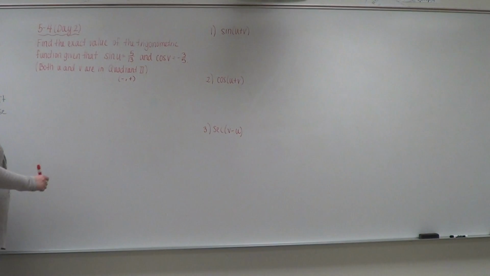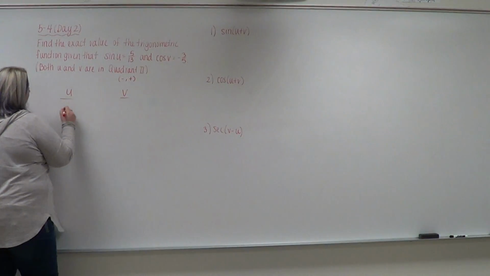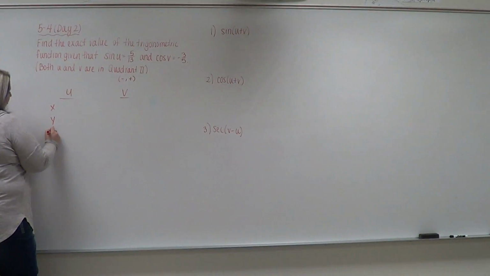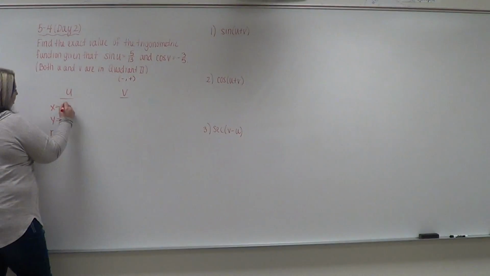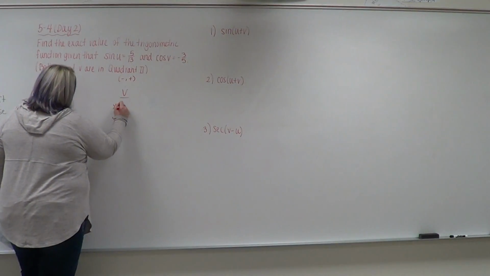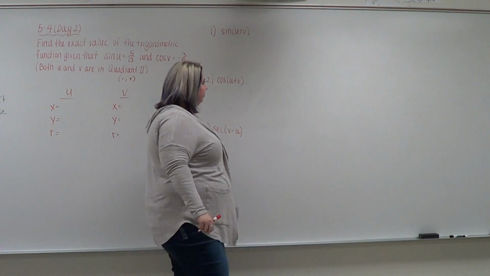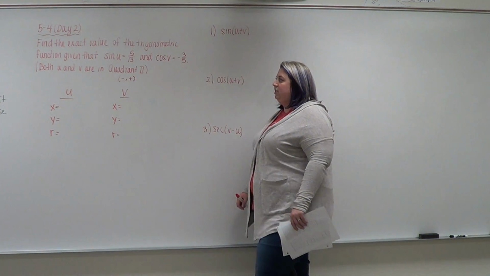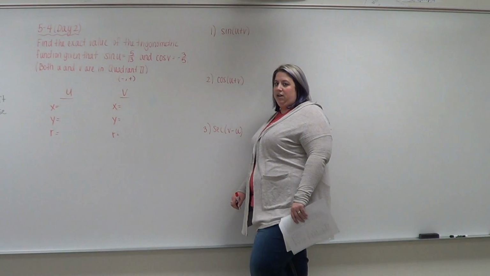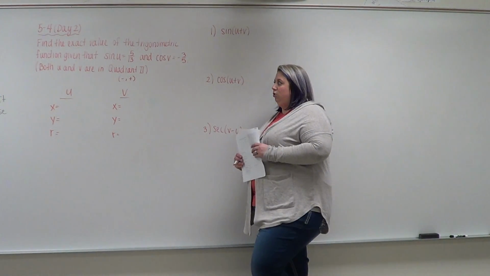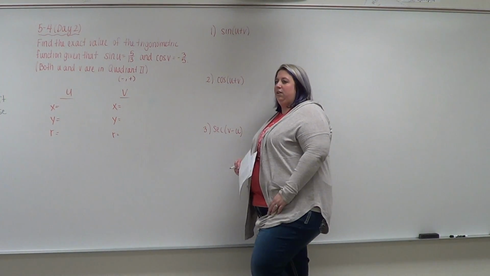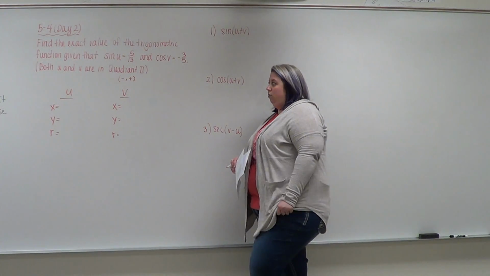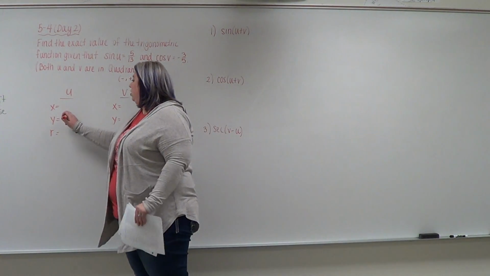Okay? So the first thing we do before we can solve is we have to find what X, Y, and R are for these angle U and angle V. Well, for U, if you know sine is 5/13, what letter goes with 5 and what letter goes with 13? Y is 5 and R is 13.